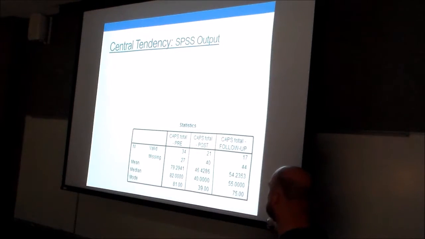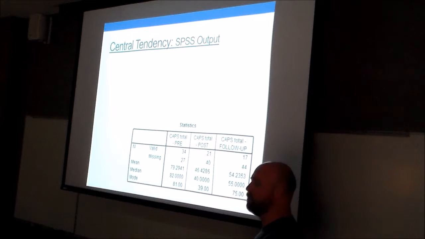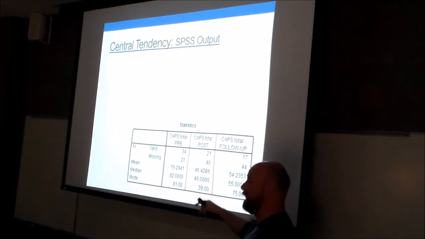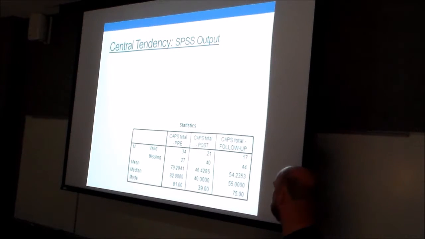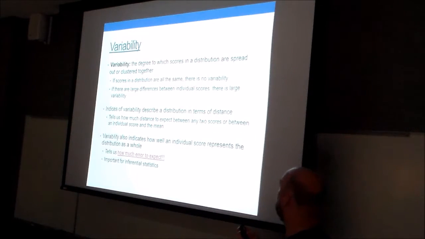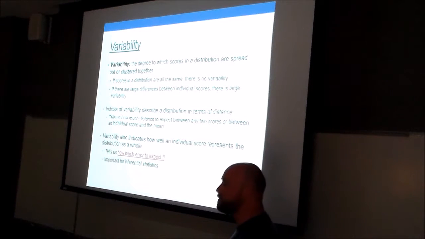If I were to just give you the mean and median, you'd say that looks pretty normal, but our mode, our most common value, is actually quite a bit higher than this. That suggests to me some sort of negative skew going on here. All right. Questions about measures of central tendency?